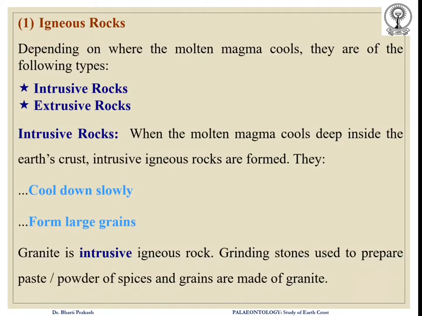Now depending on where the molten magma cools, they are again of two types: the intrusive rocks and the extrusive rocks. The intrusive rocks are formed when the molten magma cools deep inside the earth's crust. They cool down very slowly and form large grains. Granite is an example of intrusive igneous rock.